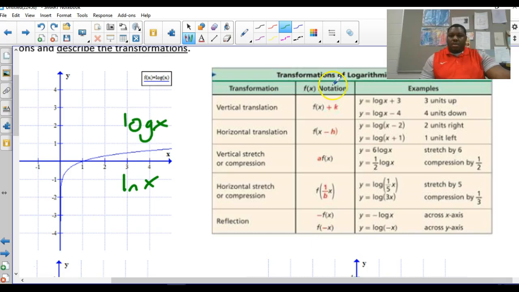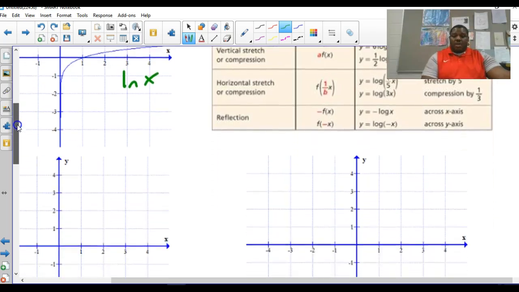It's the same thing. You see how this is x, but this is outside of the parenthesis? It's outside the parenthesis, so that means up. Plus 3 is up, minus 4 is down. Inside the parentheses, make sure you do the opposite. Minus 2 means right 2. Plus 1 is left 1. A outside that's larger than 1, stretch. Less than 1, compression. Remember, do the reciprocal. This is 1/5 inside the parentheses. 1/5 times x, stretch by 5. 3 times x, compression by 1/3, the reciprocal. Negative out front, across the x-axis. Negative in the parentheses, across the y-axis. All the same rules, guys. They don't change regardless of the function.